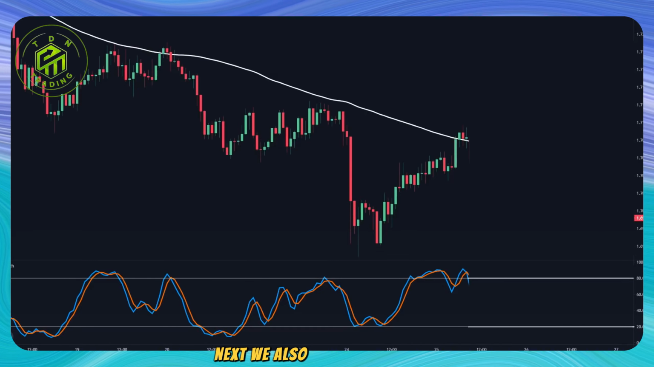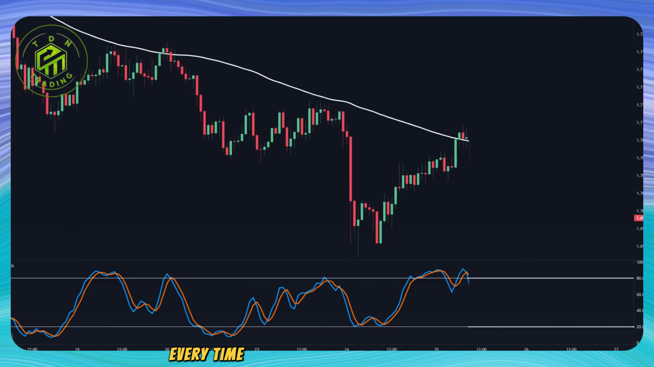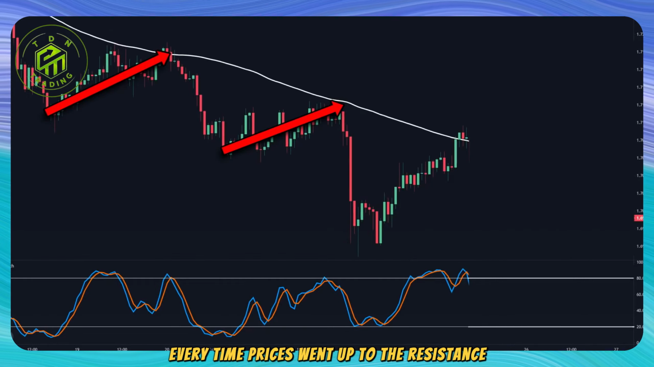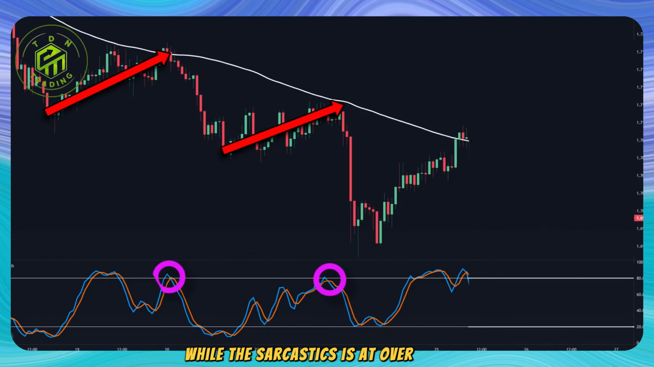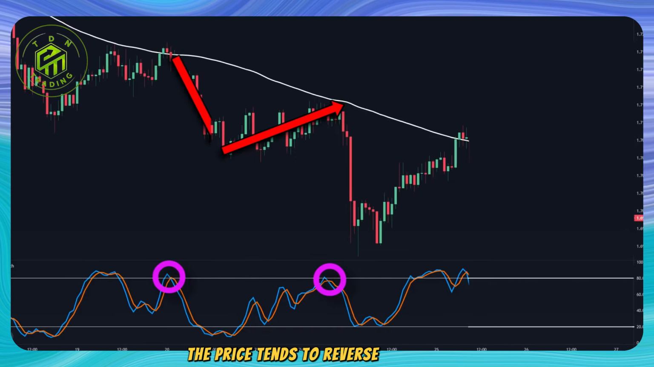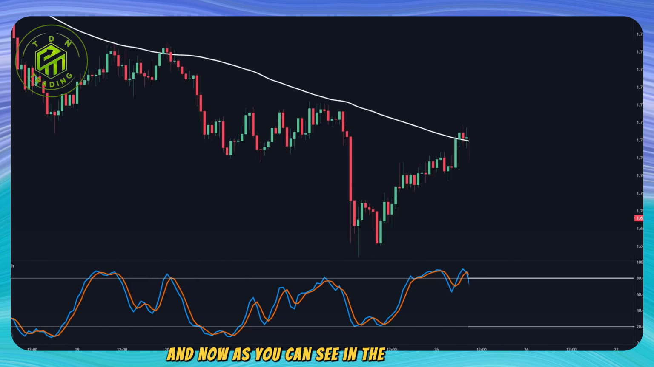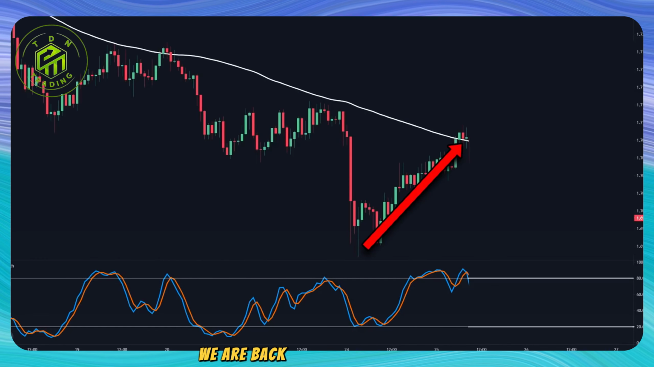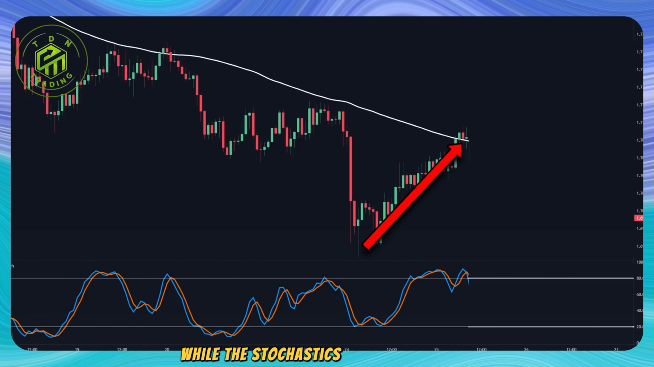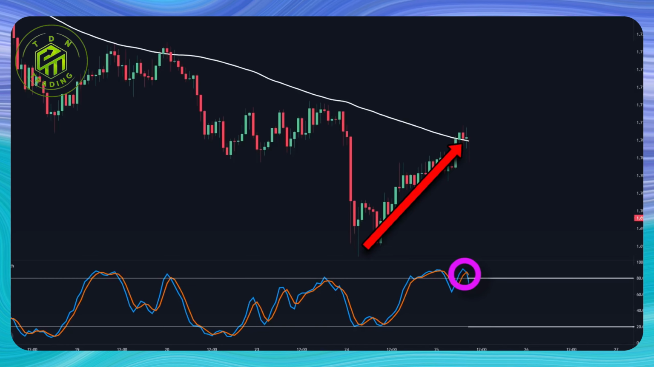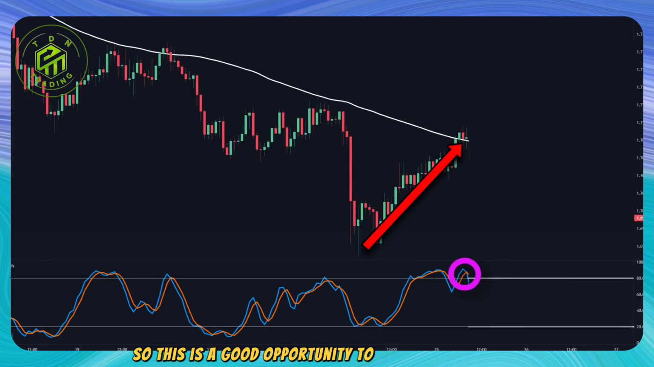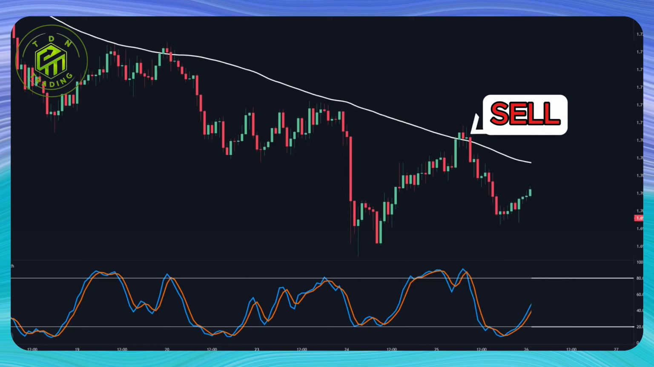Next, we also noticed a pattern. Every time prices went up to the resistance, while the stochastics is at overbought, the price tends to reverse downwards. And now, as you can see in the current price, we are back at the resistance level, while the stochastics is at overbought. So this is a good opportunity to take a sell position.